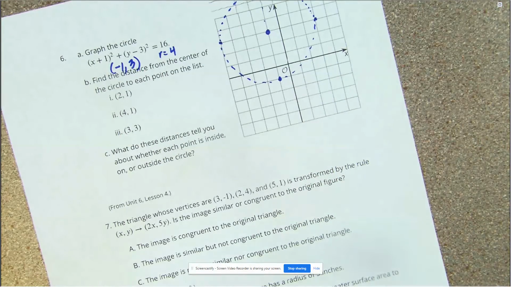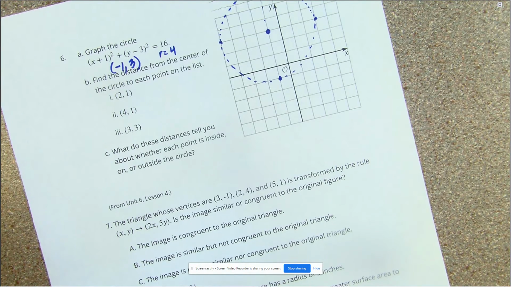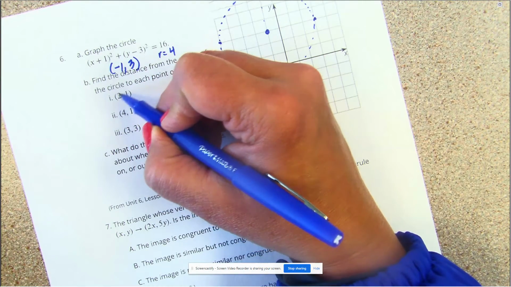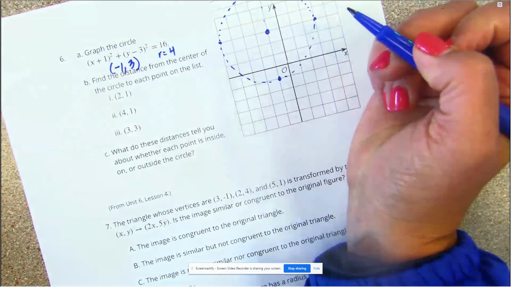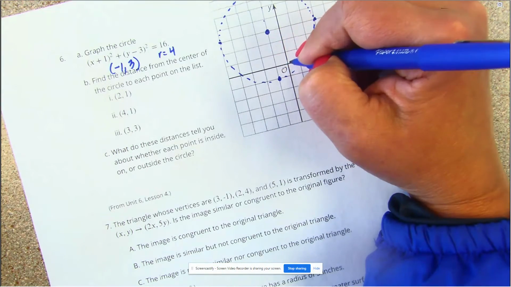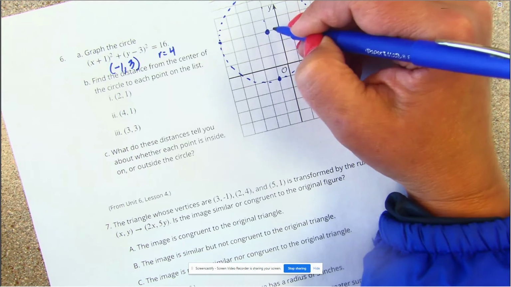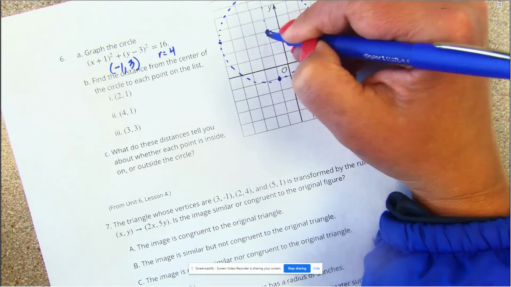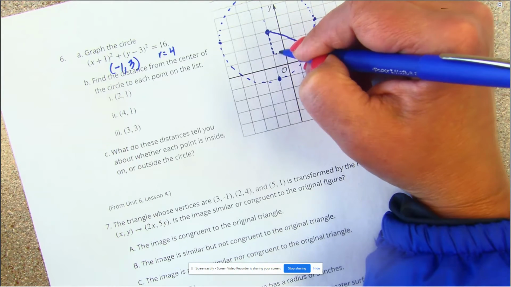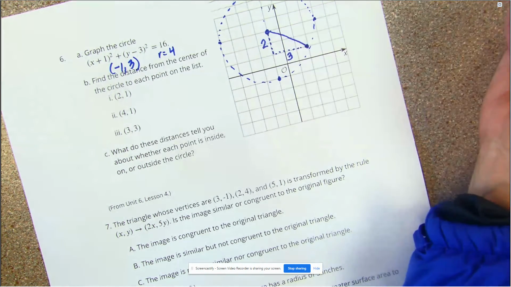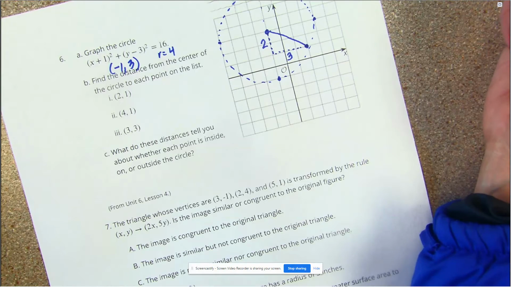Find the distance from the center of the circle to each of the points. So we're going to do this point, 2, 1. Let's plot this. 2, 1. What's the distance from here? Let's just remind ourselves how we do this. If I want to find that distance, I make a triangle. So that's 2, and this is 1, 2, 3. And I would do the Pythagorean theorem, right?